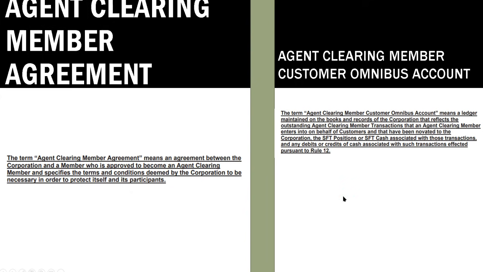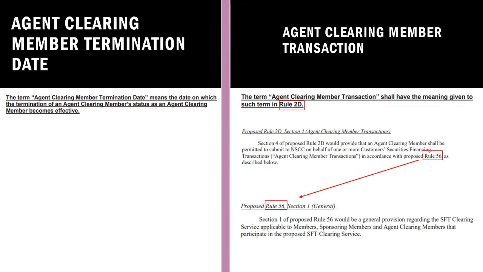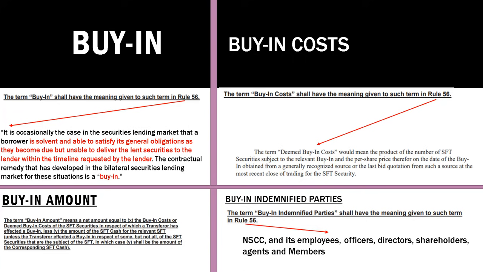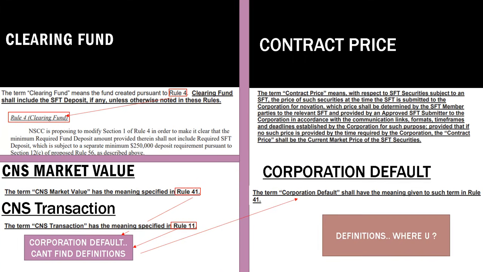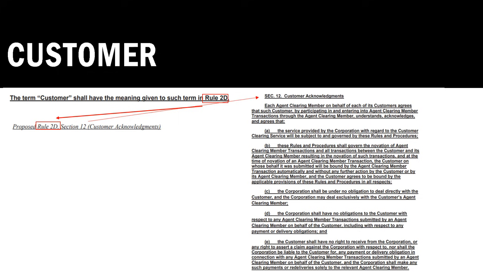Then we have agent clearing member agreement. We have agent clearing member customer omnibus account. We have agent clearing member required fund deposit. We have agent clearing member termination date, agent clearing member transaction, agent clearing member voluntary termination notice, aggregate net SFT closeout value, buy-in costs, clearing fund, contract price, corresponding SFT cash, customer. Just look at the definition of customer.